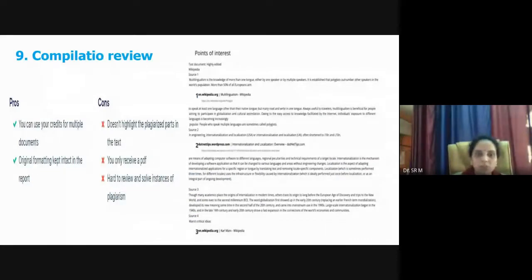Compilatio review. Even with this, you can find only a few plagiarized sources, it seems. Same problem with the edited text. One cannot identify the correct source. And even plagiarized parts are not highlighted. And the report only shows the general area that matches the source. This is limiting its helpfulness for the users, hard to review, and we cannot resolve potential cases of plagiarism.